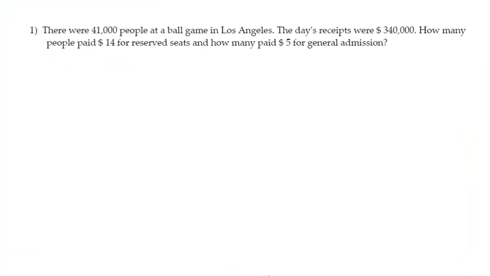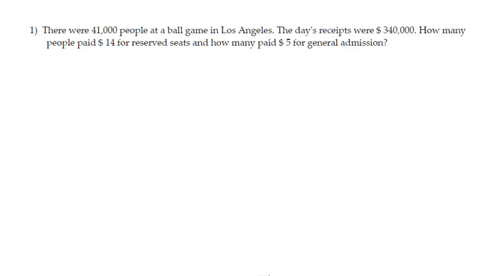In this problem, we want to look at solving a system of equations. It says there were 41,000 people at a ball game in Los Angeles. The day's receipts were $340,000. How many people paid $14 for reserved seats, and how many paid $5 for general admissions?